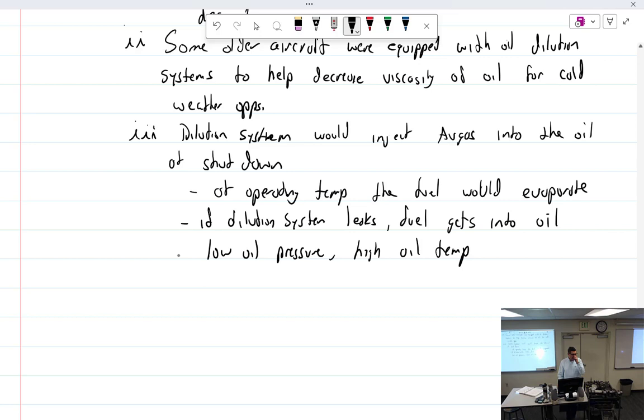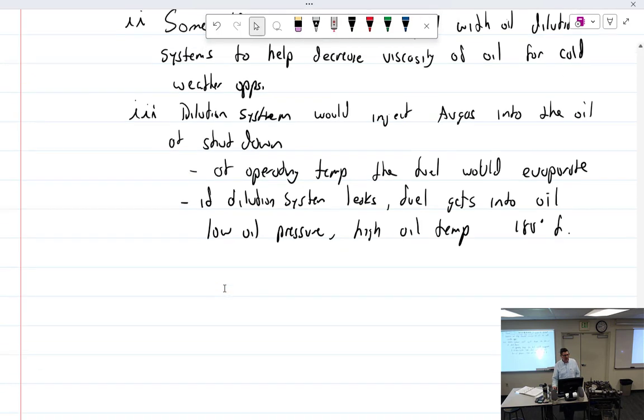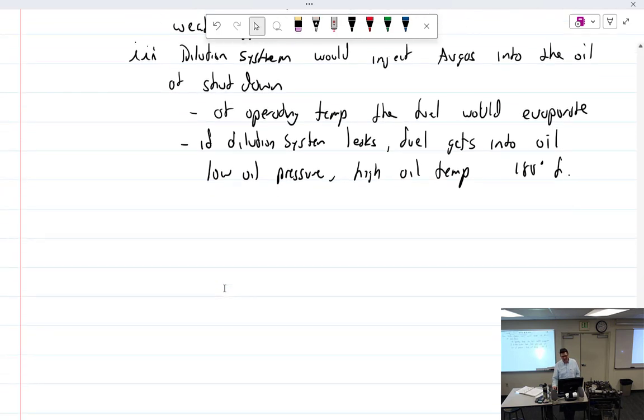So I want my oil temp, ideal oil temp would be about 180 degrees F. So if we get up into the 200 degree range, it's getting pretty hot. You don't want that. It's not going to coke at 200 degrees F, but it's starting to get really hot. 210, 220, not a good idea. So you're way away from coking, but you're too hot.